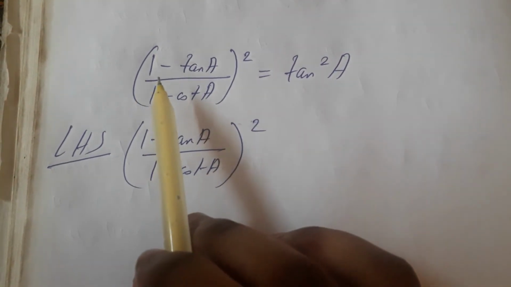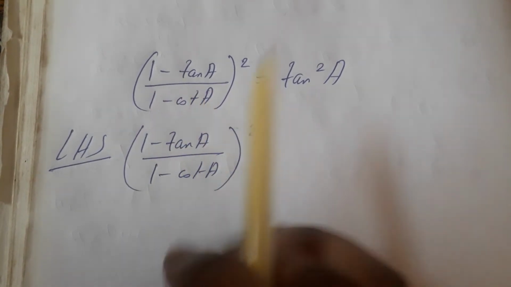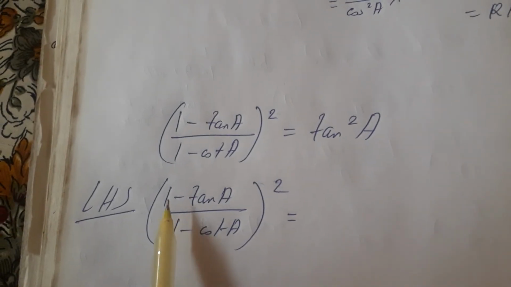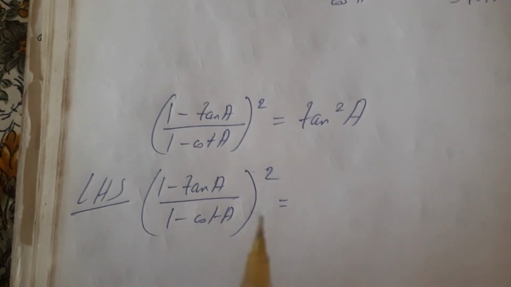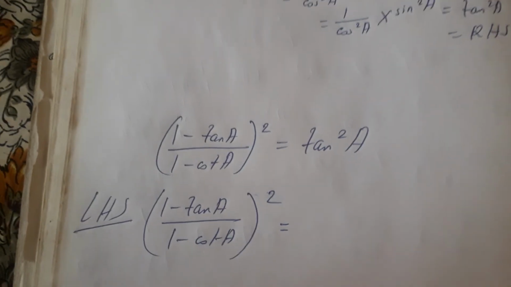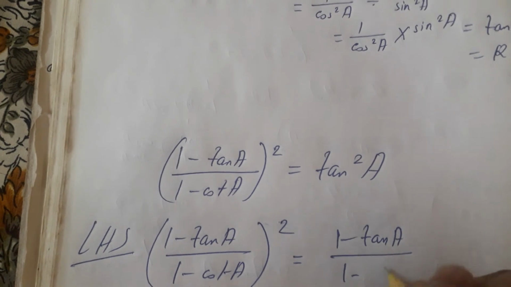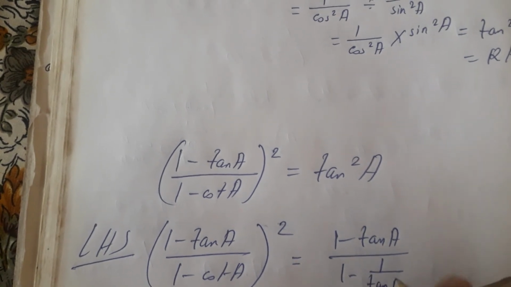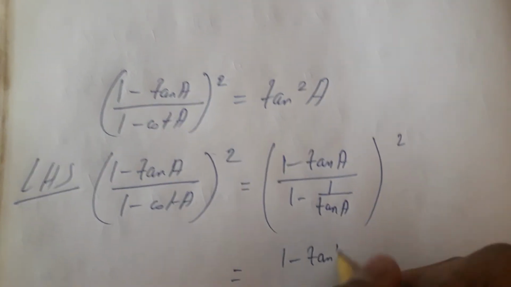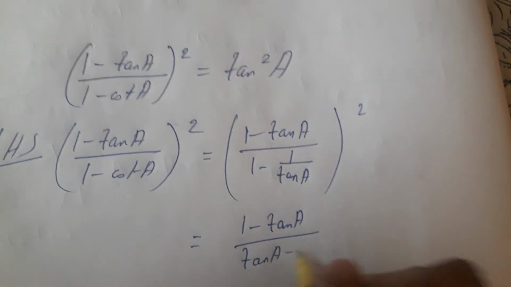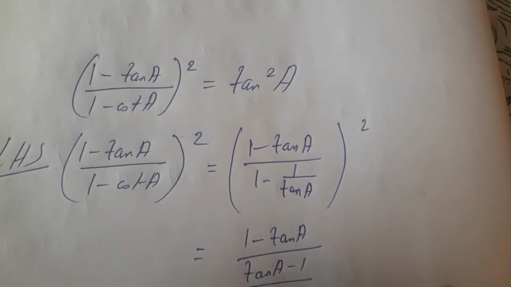The second part is given: ((1 minus tan A) divided by (1 minus cot A)) whole square is equal to tan square A. Now see here, 1 minus tan A divided by 1 minus cot A. So convert the cot into tan, right? (1 minus tan A) divided by (1 minus 1 by tan A), whole square. 1 minus 1 by tan A will be here (tan A minus 1) divided by tan A, whole square.